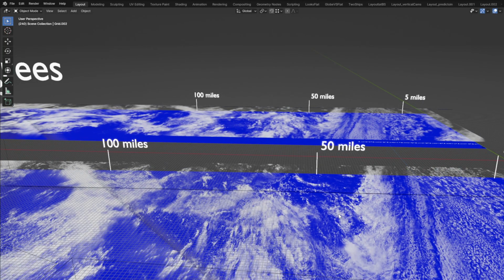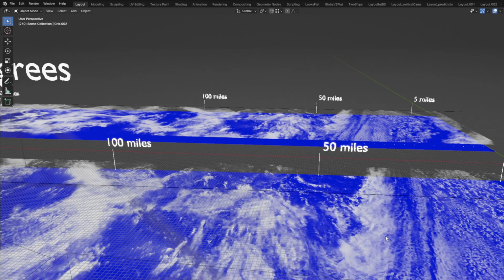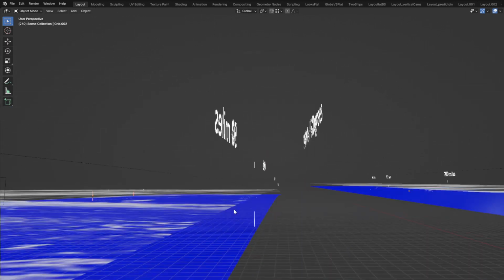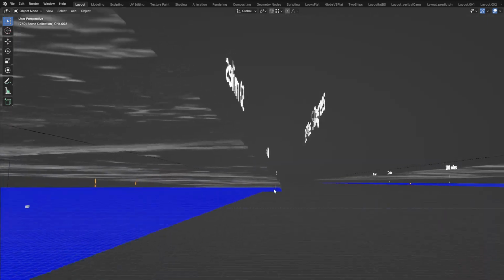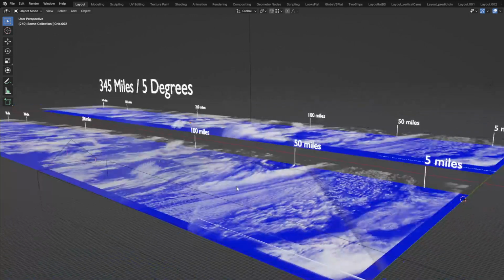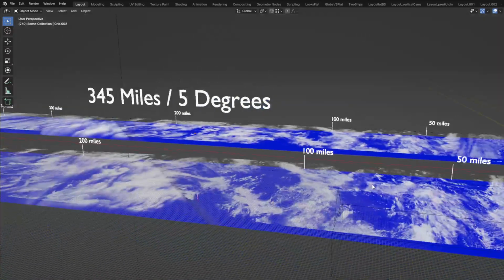But much like when you go to a hardware store and decide, is that plank, is that skirting board, is that floorboard bent? You have to look down it on one side to see if it's curving. And we can quite clearly see that this is curving. That represents 5 degrees over 345 miles.